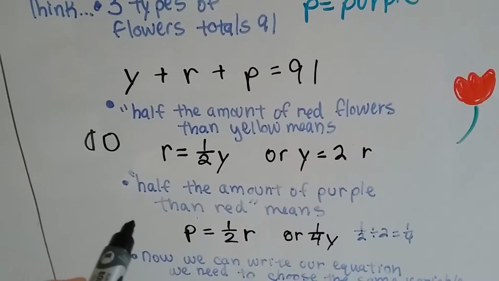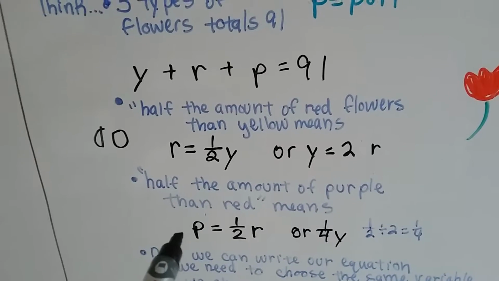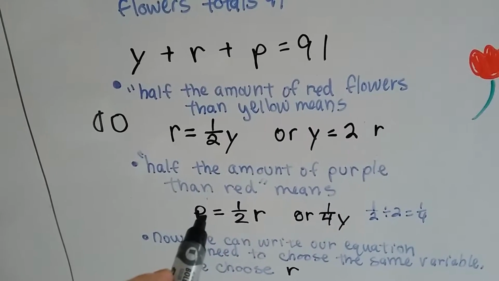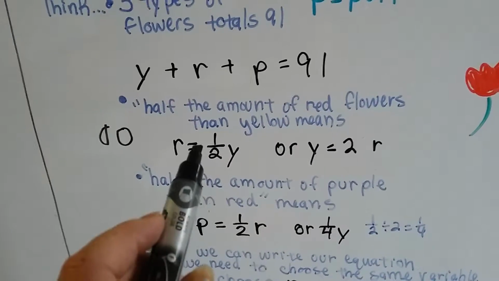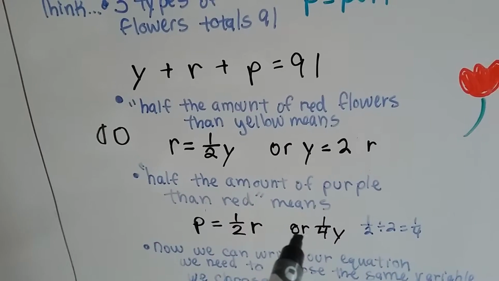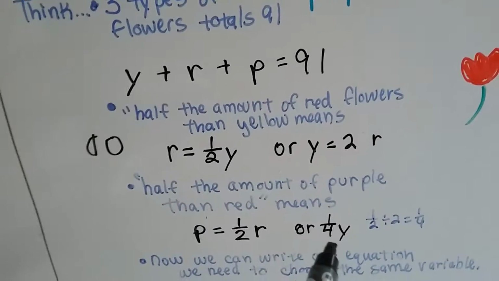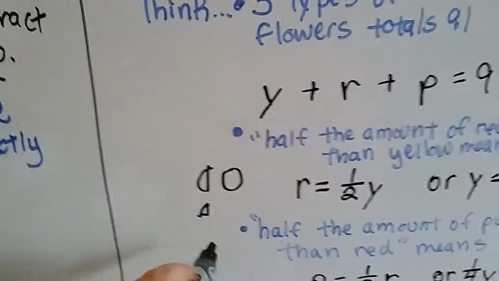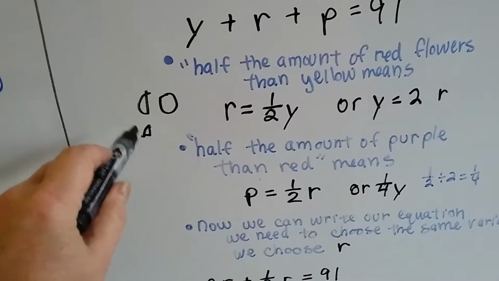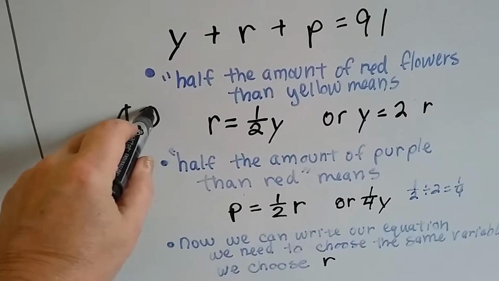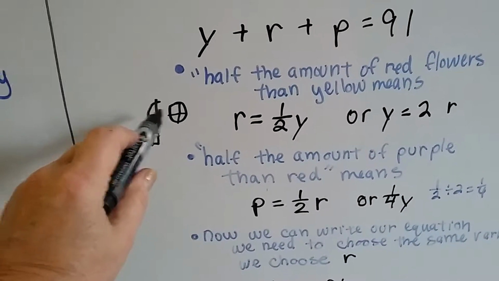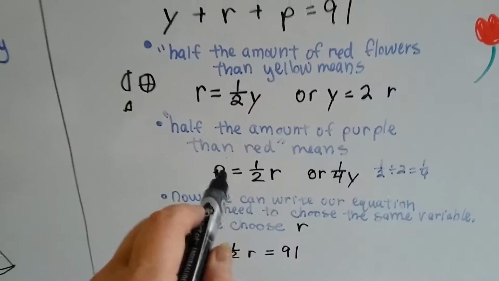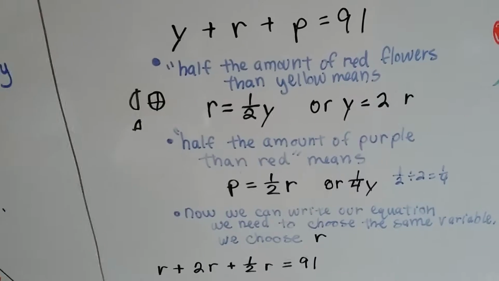Now, half the amount of purple than red, which means we've got the red ones equaling half the yellow ones, and now the purple ones equaling half the red ones. We could also say that the purple ones are 1/4 of the yellow ones. Because the purple ones are half of what the red ones are, they're 1/4, because this circle could be split into 4s. Half of it is red, 1/4 would be the purple. So purple would be considered 1/4 of the yellow.